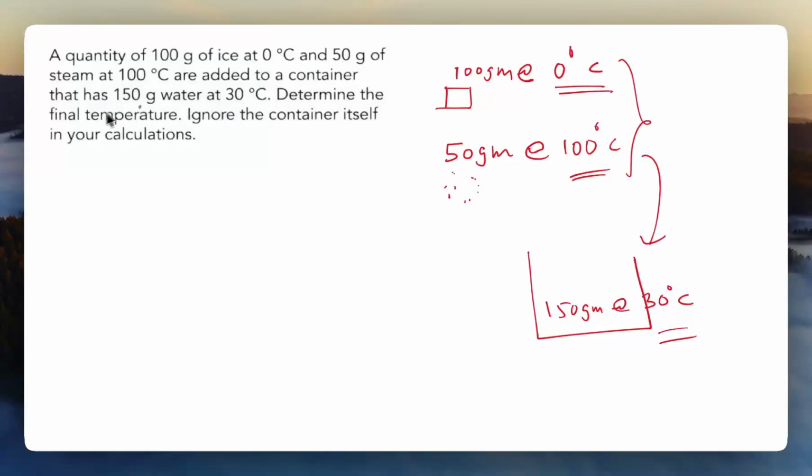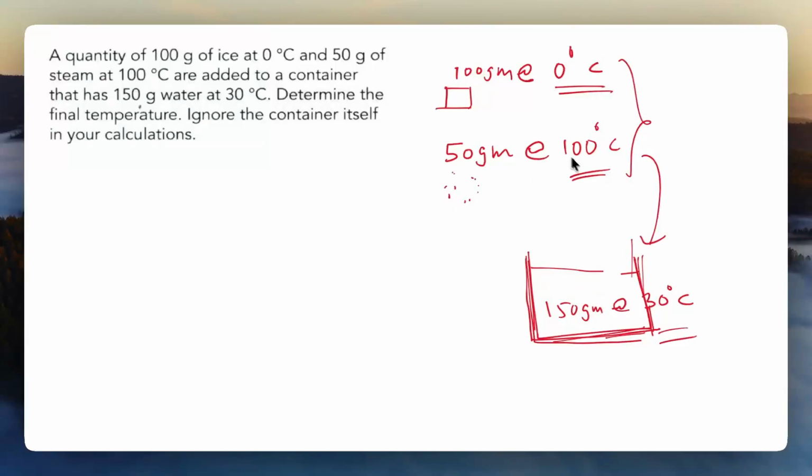So determine the final temperature. After this is added, what is the final temperature when they enter the container? And we are not worried about the container, right? So we are going to ignore that the container is going to receive any heat from this process. Okay. So these are the three characters in the problem.